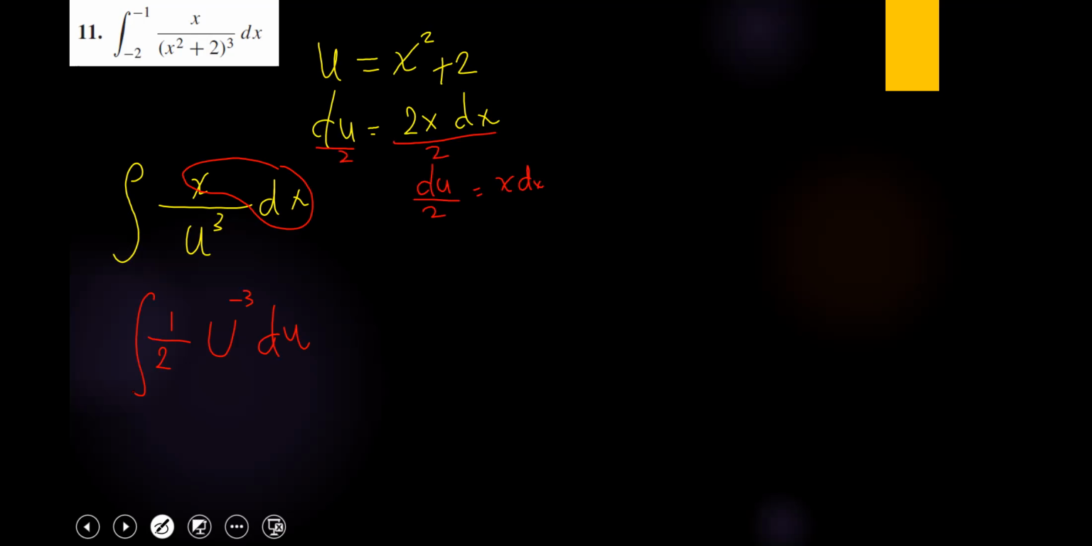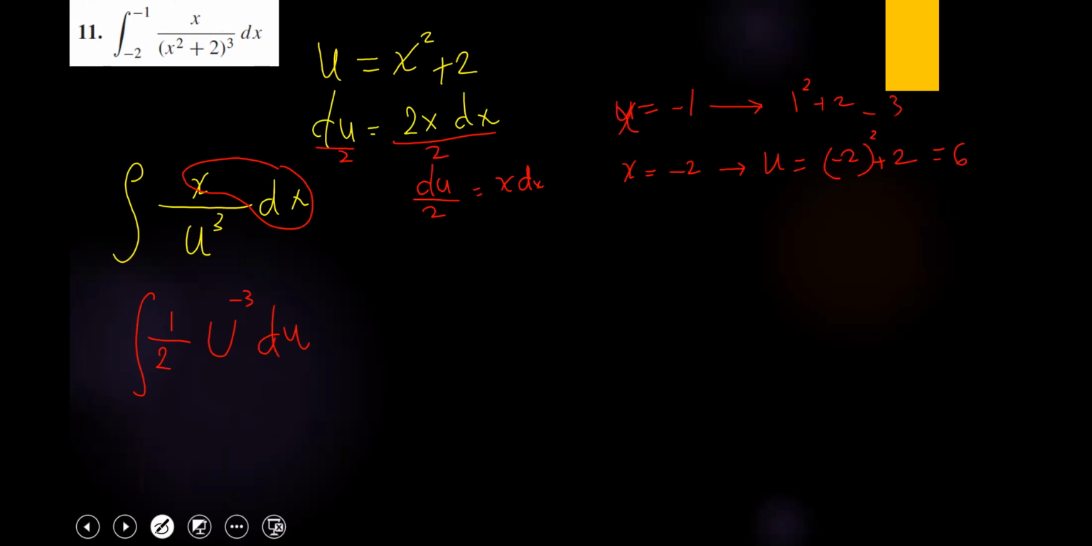Now, before I continue, let's change the interval. When x is negative 2, I have to find u, which is negative 2 squared plus 2. 2 squared is 4, plus 2 is 6. And when x is negative 1, it will be negative 1 squared plus 2, which equals 3. So I have it now from 6 to 3.